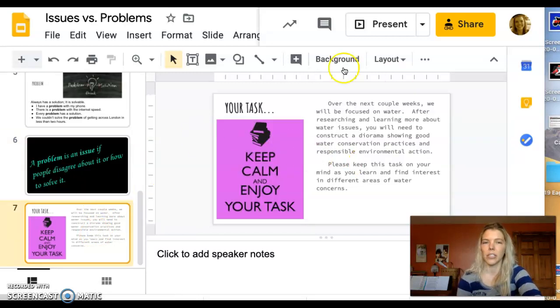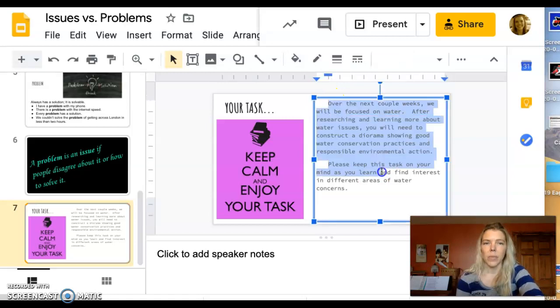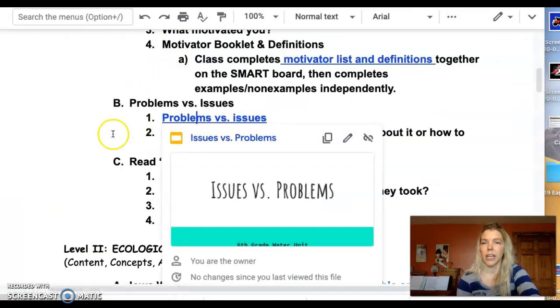And then I'd end with just this introduction of how the end of this unit is going to look. What is their accountability piece or their culminating activity that they need to be thinking about? So over the next couple of weeks, we'll be focused on water. After researching and learning more about the water issues, you will need to construct a diorama showing good water conservation practices and responsible environmental action. I'm going to encourage them to keep mindful of that along the way so that they can find interest in different areas of water concern, and then kind of depict that with their dioramas in the end.